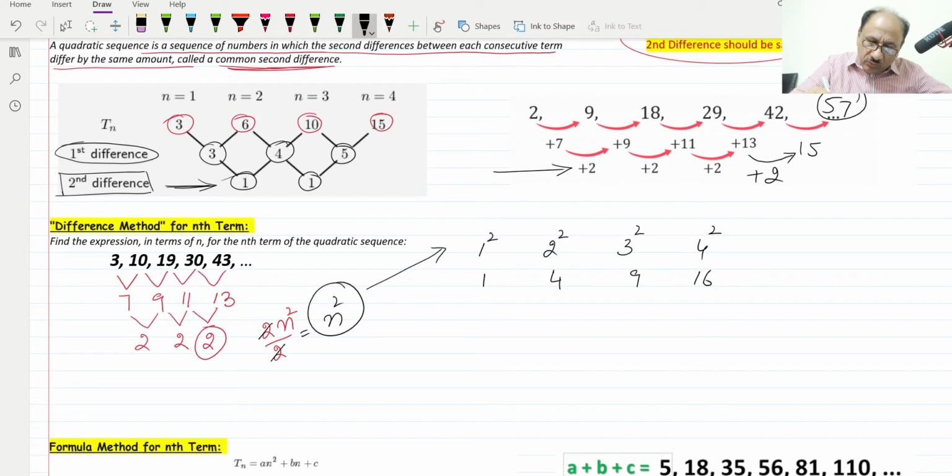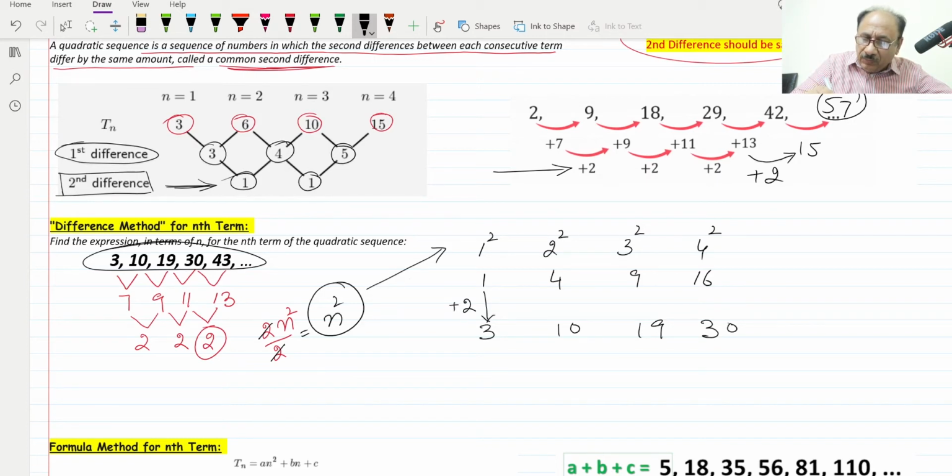After that you will write down the original sequence, which is over here: 3, 10, and the next terms are 19 and 30. After writing this, you will have to check how much you add to 1 to get 3. So this will be plus 2.